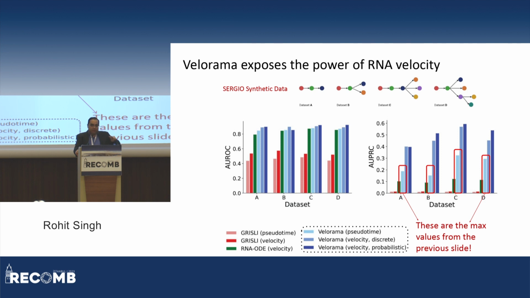And the two darker blues are essentially Velorama with RNA velocity. And you can see how substantial a boost RNA velocity can get you. And again, if you use the probabilistic transition matrix, that ends up getting you a bit more of a boost. The other interesting thing here, just as a note, is that the more heterogeneous the data set, the stronger the outperformance seems to be, which was interesting.